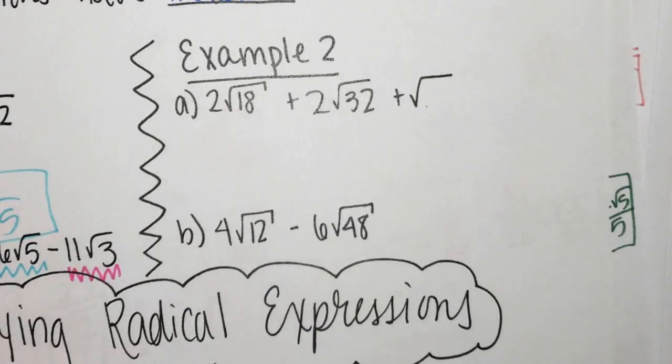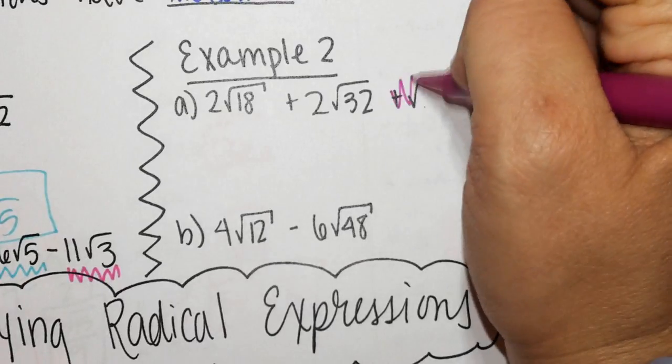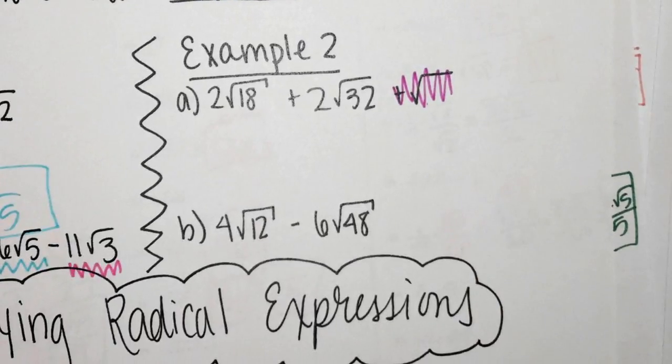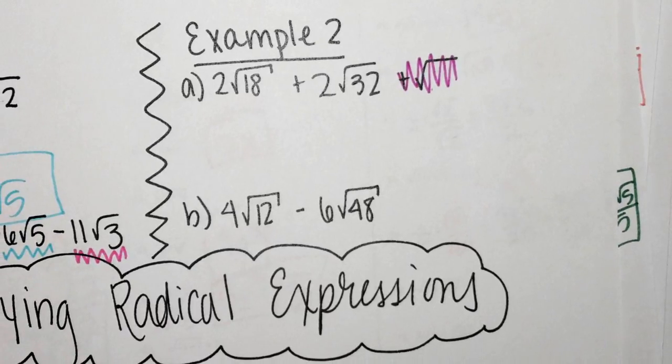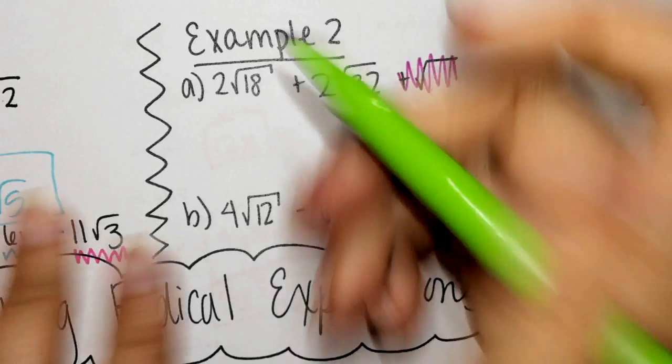Now let's look at example 2. Alright, now, are the numbers under the radical the same? No. But can we break down 18 and 32? What is the biggest perfect square that goes into 18?